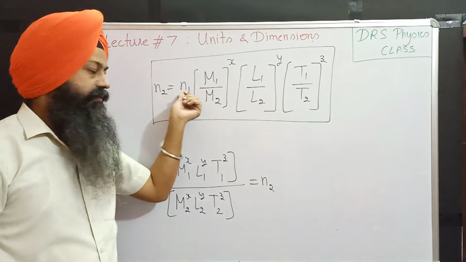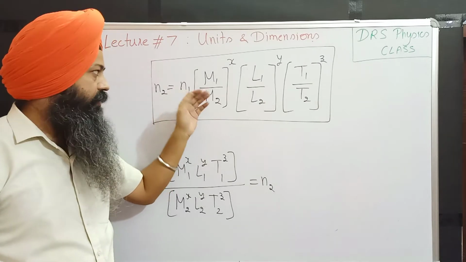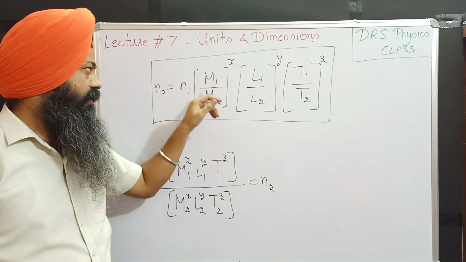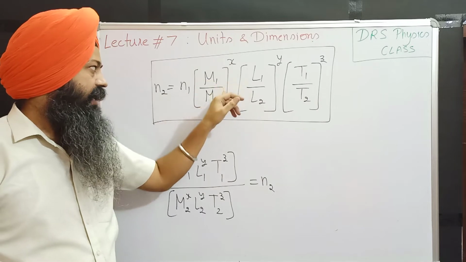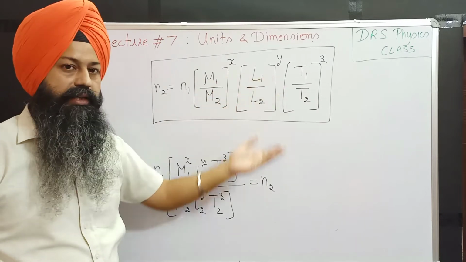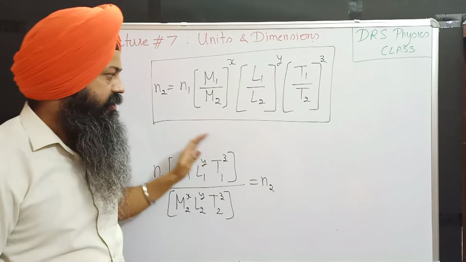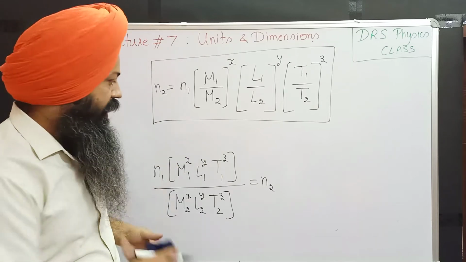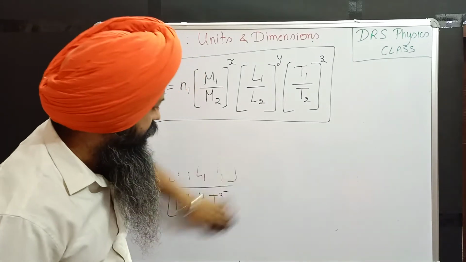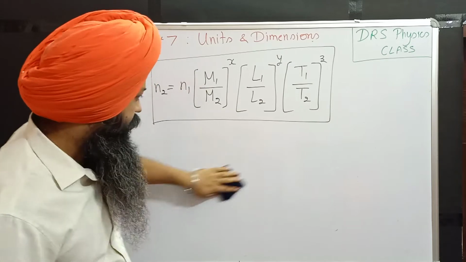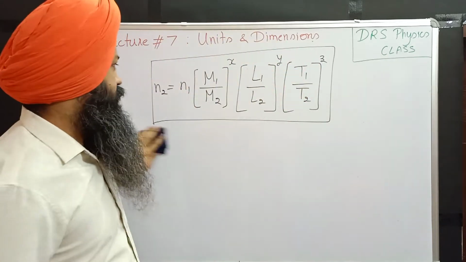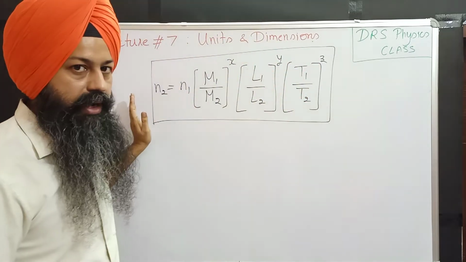We know the value of N1, it is given to us. From the comparison of these values, from the units, we can find these values and the answer would be there. So let us try some examples so that it would be more clear from the problems we are going to discuss. So keep this formula in your mind.